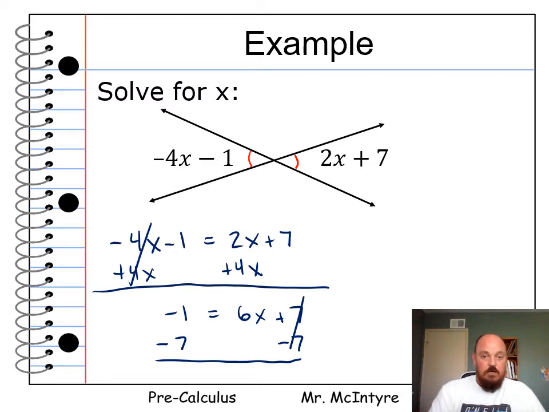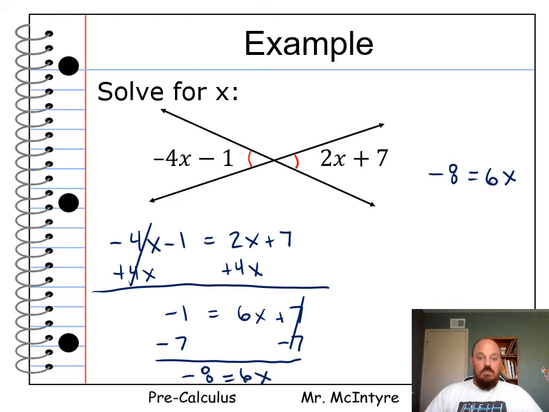I'm adding here negative 1 and negative 7. When you combine two negative numbers, you actually add them. So I'm going to have negative 8 equals 6x. I'm running out of space, so I'm going to move over here. Negative 8 equals 6x. And then we'll finish this question. If I want to finish solving for x, I need to get rid of the 6. So I'm going to divide both sides by 6. And x ends up equaling, so my answer is negative 8 divided by 6.